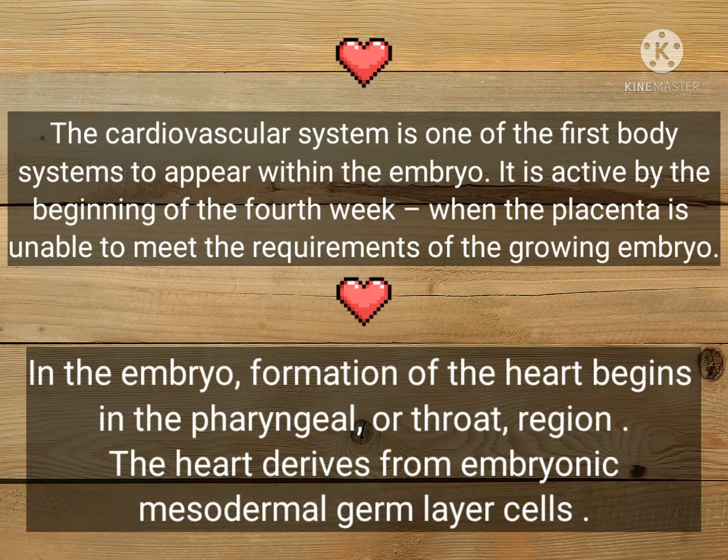The cardiovascular system is one of the first body systems to appear within the embryo. It is active by the beginning of the 4th week, when the placenta is unable to meet the requirements of the growing embryo. In the embryo, formation of the heart begins in the pharyngeal, or throat, region. The heart derives from embryonic, mesodermal germ layer cells.